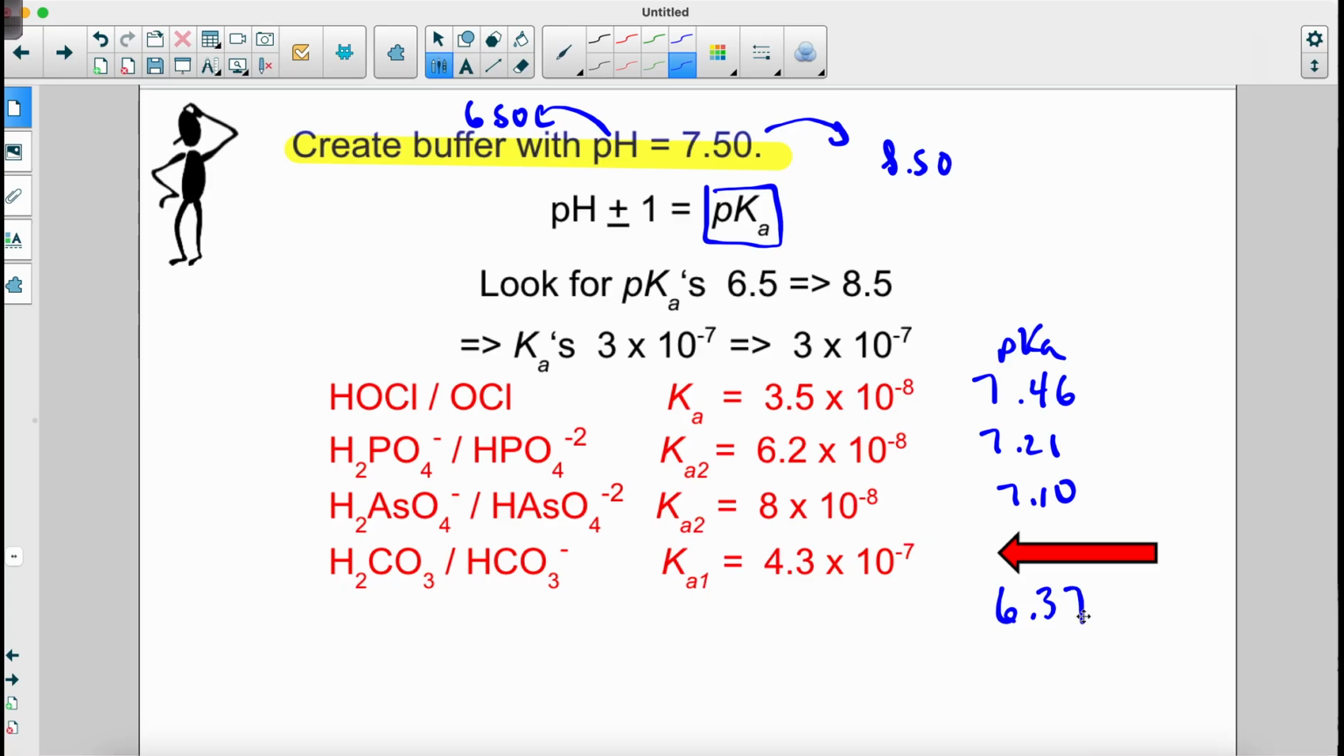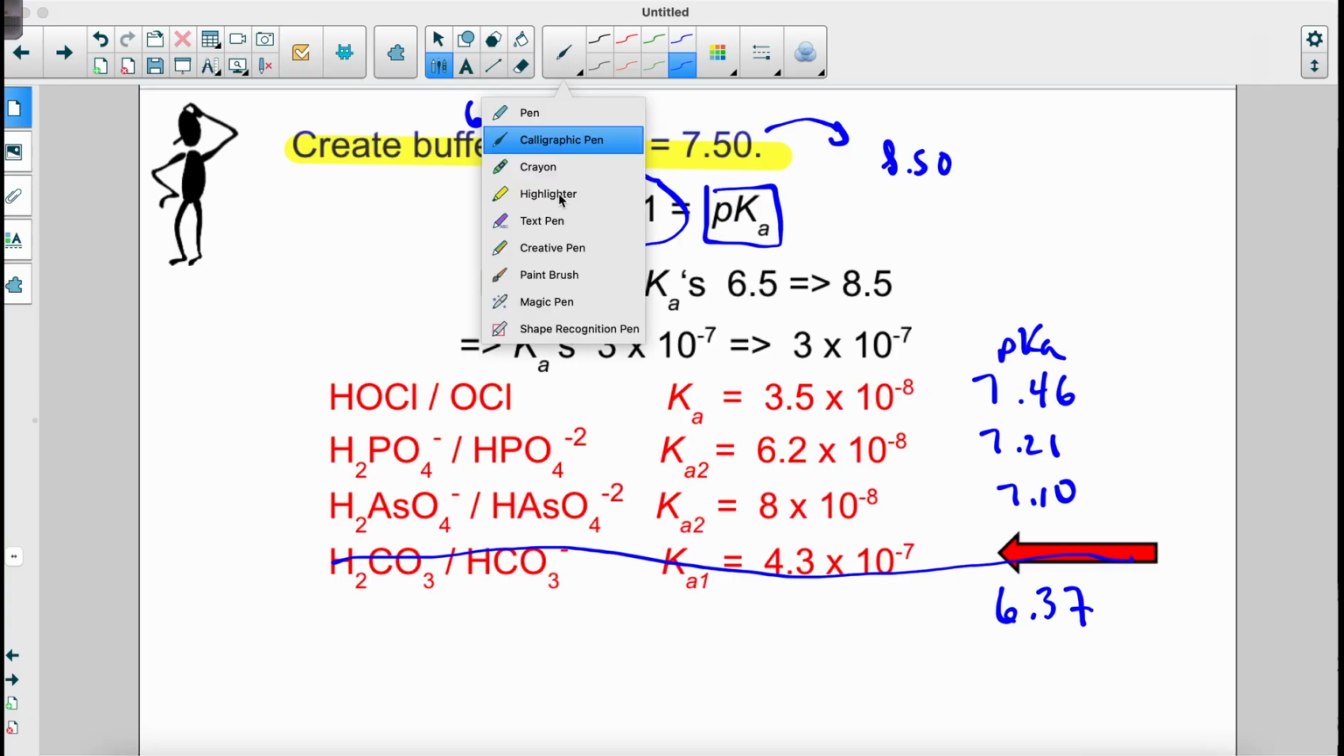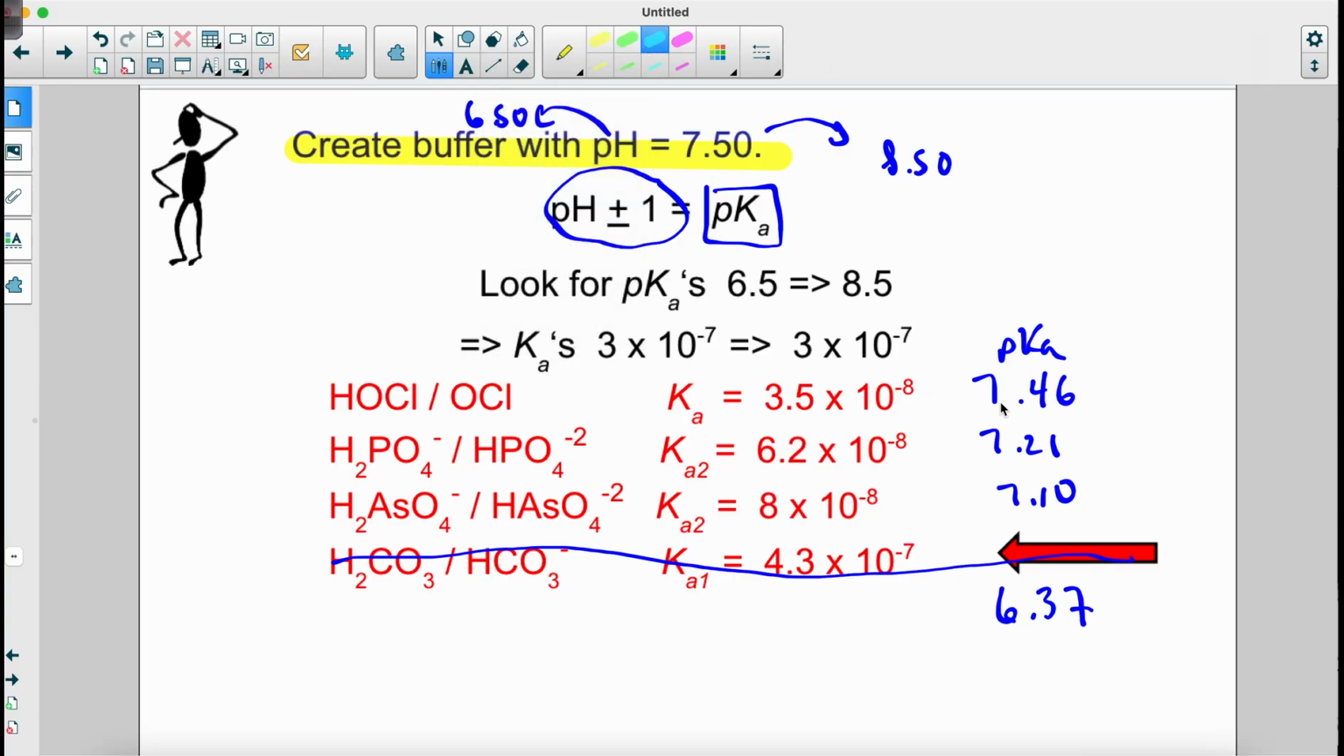6.37. So when we go and look for possible buffers, this one automatically cancels. Why? It's outside the range, because the pH has to be within 1 unit of the pKa value. But the best buffer is the one that's closest to the desired pH. See how this pKa is 7.46 and our desired pH is 7.50? That would be our best buffer.